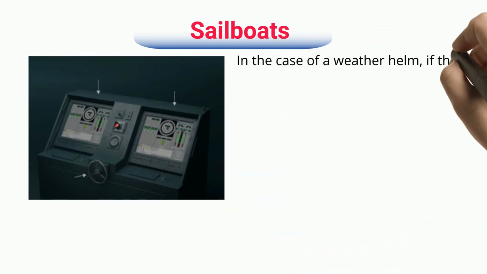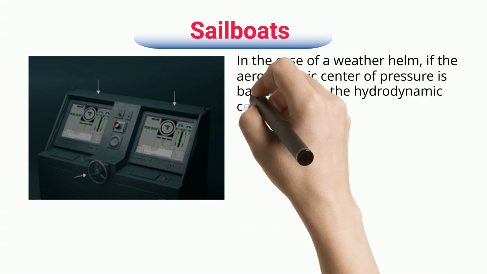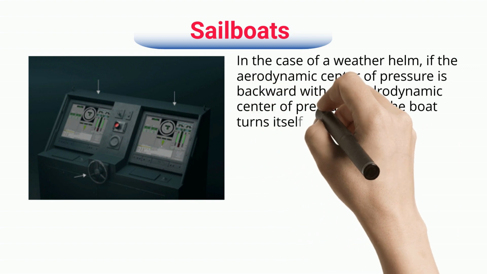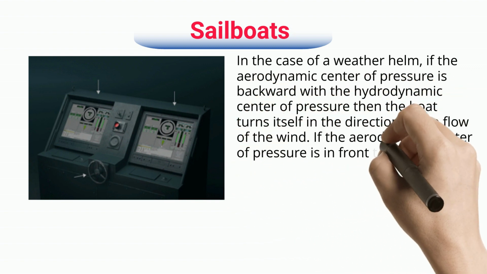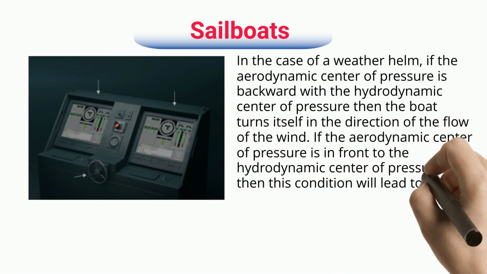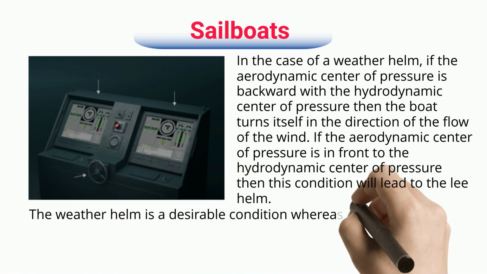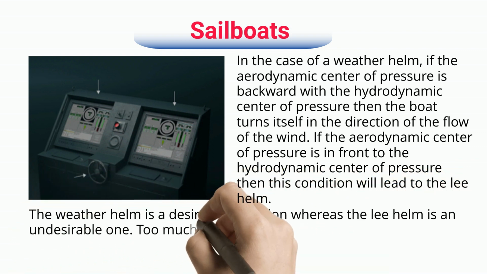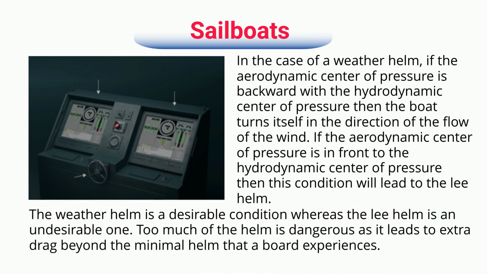In the case of a weather helm, if the aerodynamic center of pressure is backward with respect to the hydrodynamic center of pressure, then the boat turns itself in the direction of the flow of the wind. If the aerodynamic center of pressure is in front of the hydrodynamic center of pressure, then this condition will lead to the lee helm. The weather helm is a desirable condition, whereas the lee helm is an undesirable one. Too much helm is dangerous as it leads to extra drag beyond the minimal helm that a boat experiences.